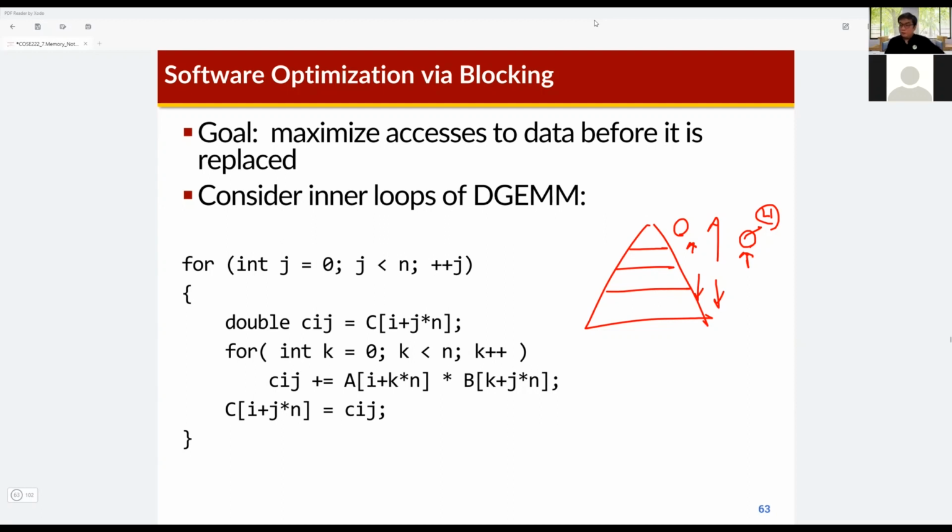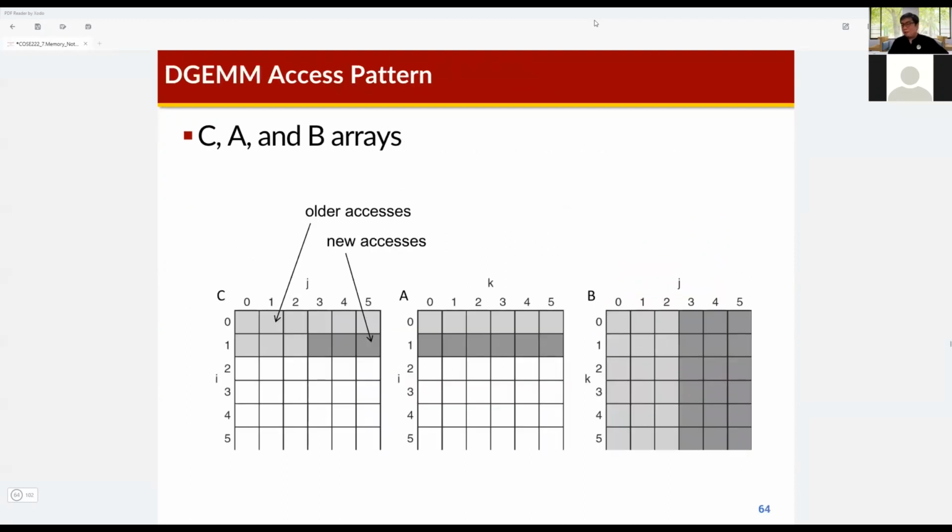So I will take the example of matrix multiplication, because matrix multiplication is very simple. So this is the code of the matrix multiplication. I believe everyone can understand this code. So how can we calculate the matrix multiplication? C equals A multiplied by B.